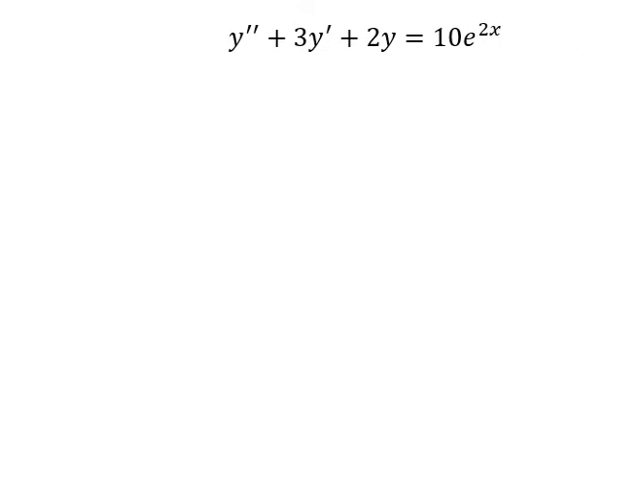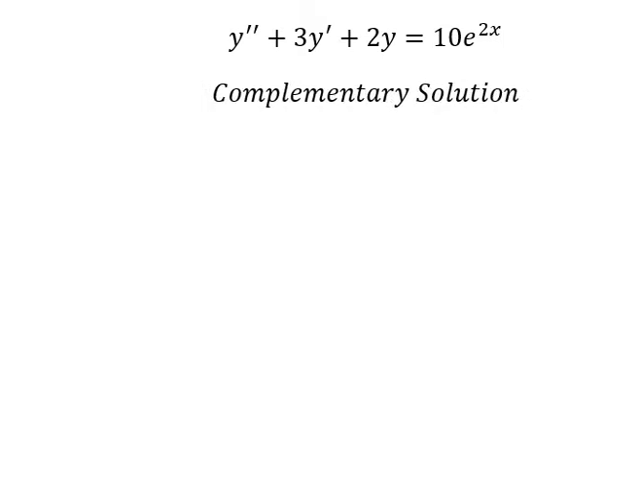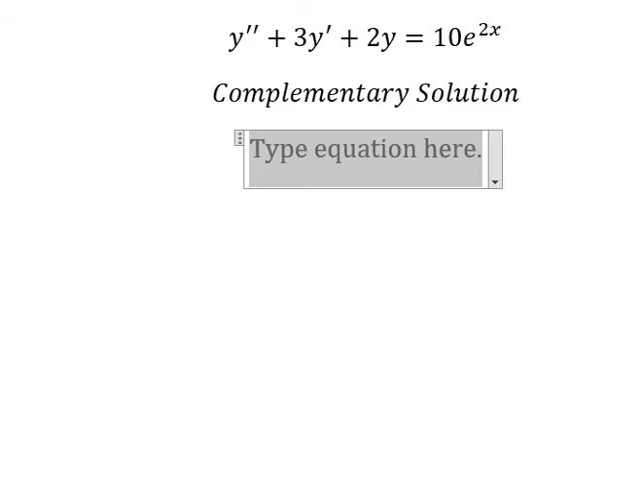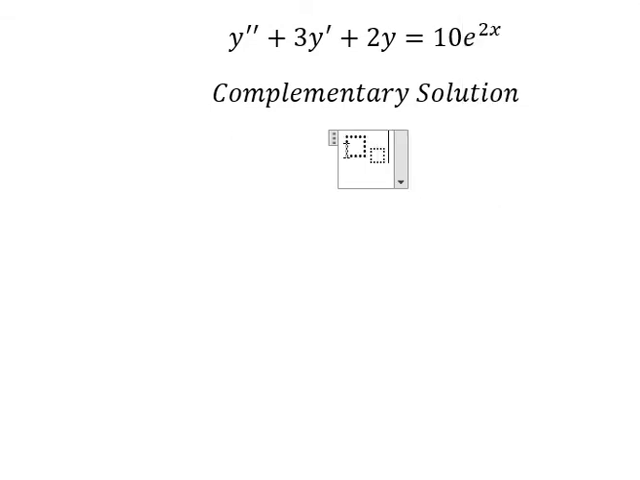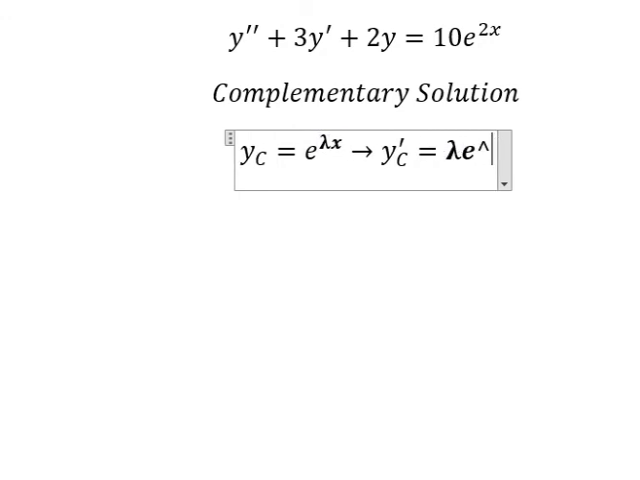We need to find the complementary solution. So I will put yc equals e to the power of lambda s. Next, we need to do first the derivative of this one. We have lambda e to the power of lambda s.